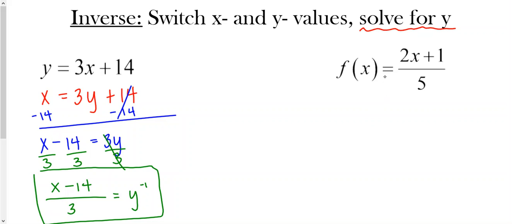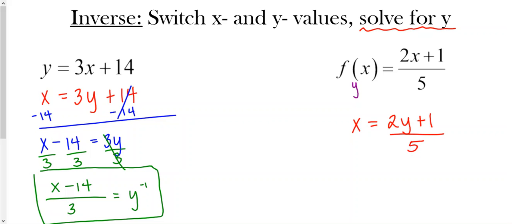Okay, we've got another example of finding the inverse of an equation. So again, the first step is to switch my x and y. Well, I don't have a y, right? Wrong. F of x, that's the same as y. So just be aware of that. So now we're still just switching. So we're going to have x is equal to 2y plus 1 over 5.